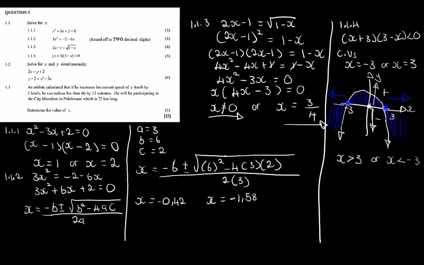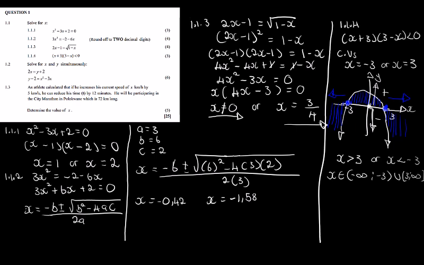Other people prefer to write it in another notation. Other people can say x is an element of, and because it's not inclusive, you say from negative infinity up to -3, exclusive, union from 3 up to positive infinity.